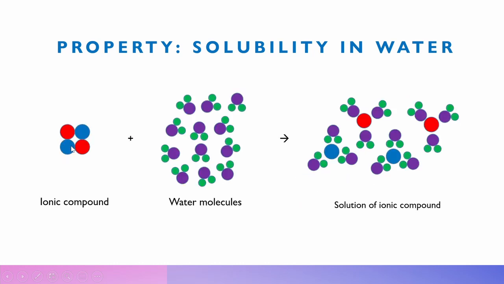When you add an ionic compound to water, the hydrogen atoms where the partial positive charges are concentrated would interact favorably with your negative ions, whereas the oxygen atoms of water where the partial negative charges are would interact favorably with the positive ions. And that's why most ionic compounds can dissolve reasonably well in water.